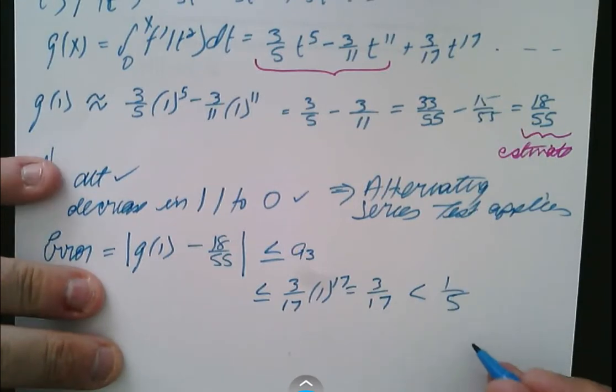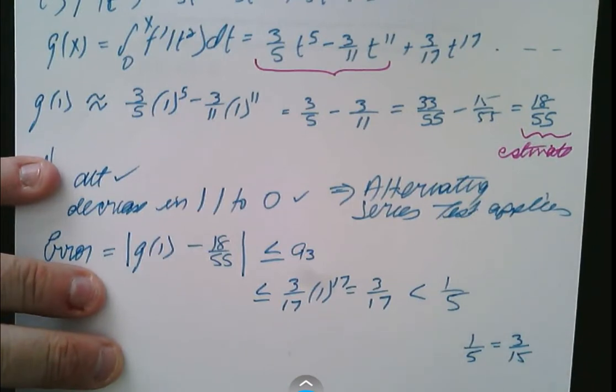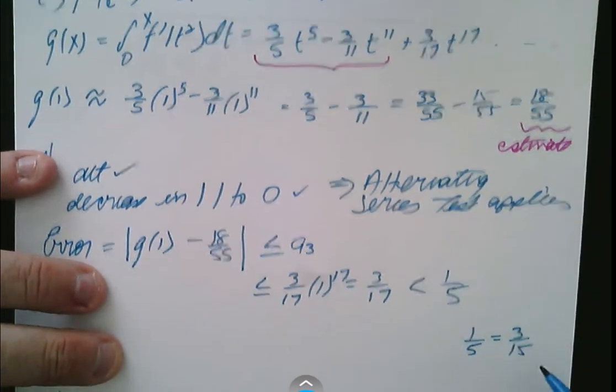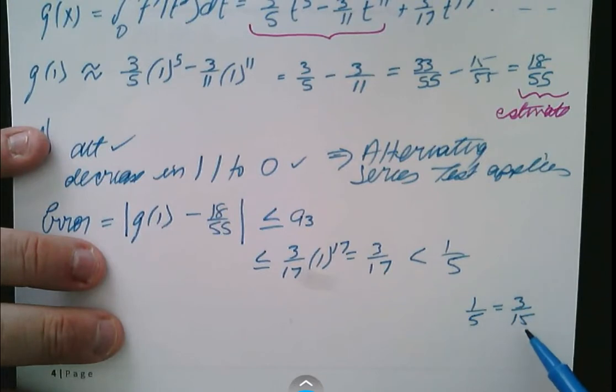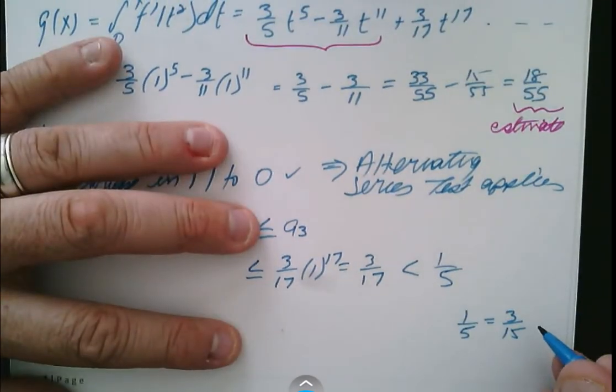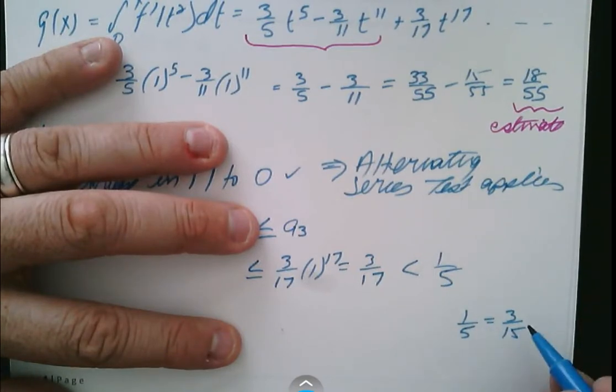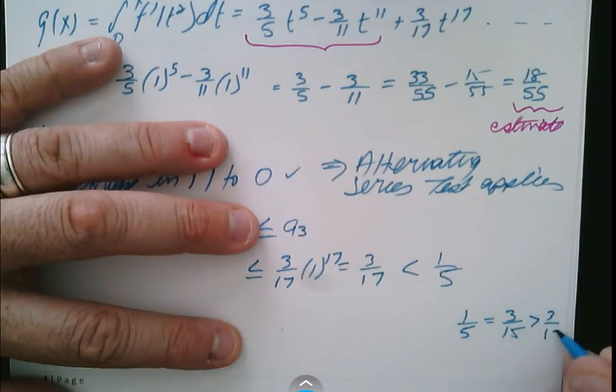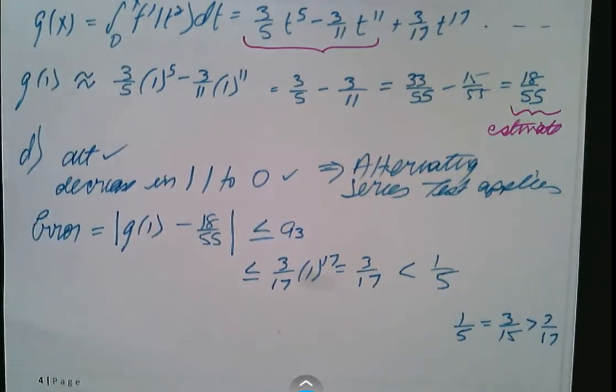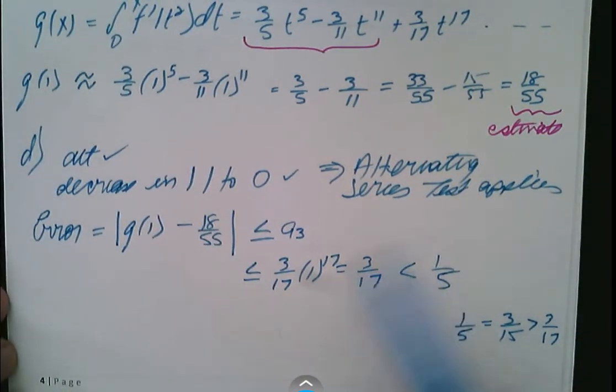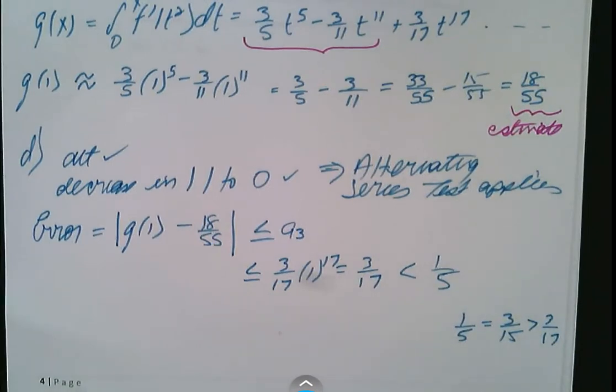If you're not 100% sure about that, well, 1 over 5 is the same as 3 over 15, and 3 over 15 is less than 3 over 17. I'm sorry, 1 over 5 is equal to 3 over 15. 3 over 15 is greater than 3 over 17. You could do it that way. You could just write it. It's probably going to be okay.